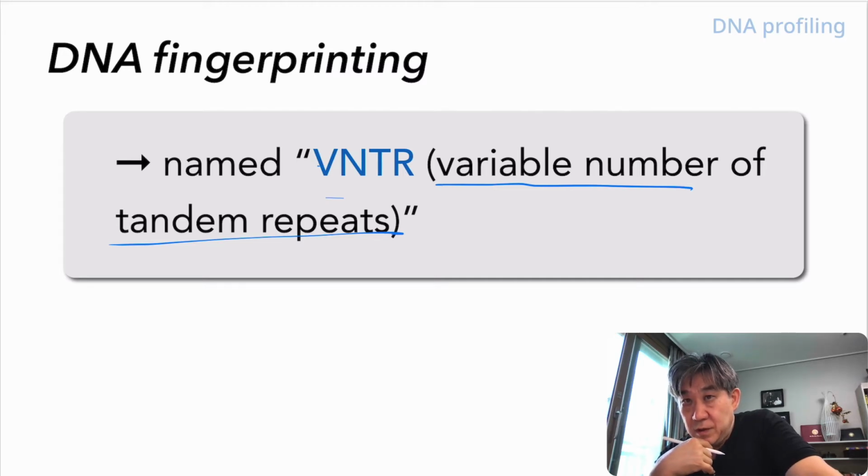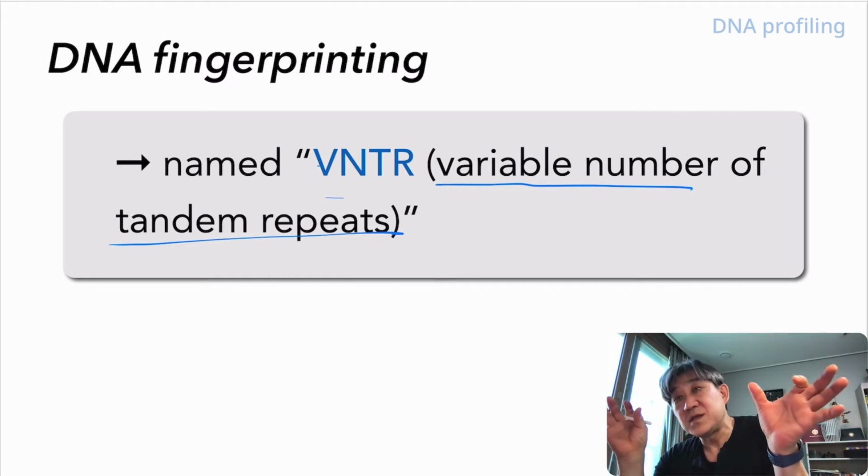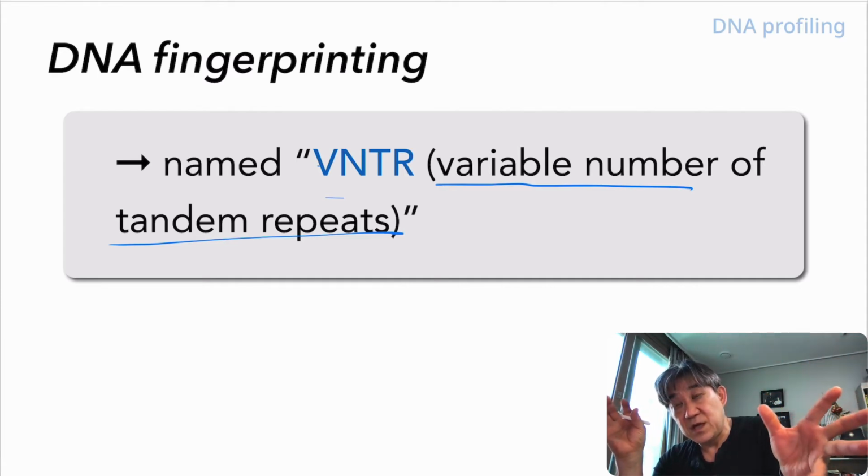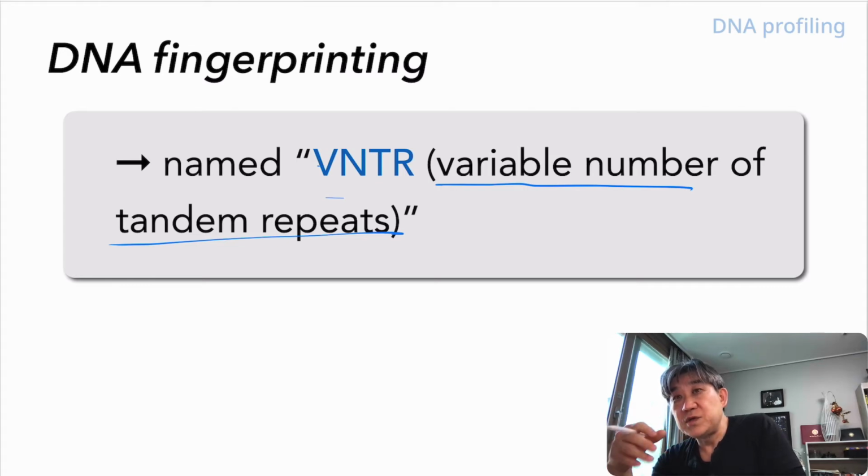So whenever you hear a story about DNA fingerprinting, inevitably you will hear this term VNTR. You may wonder, what is VNTR? The point is, it is simply a number of repeats of some specific DNA sequence present in all different humans, and this is one of the very popular choices for DNA fingerprinting. That's it.